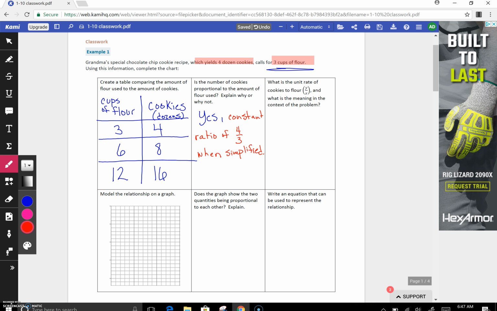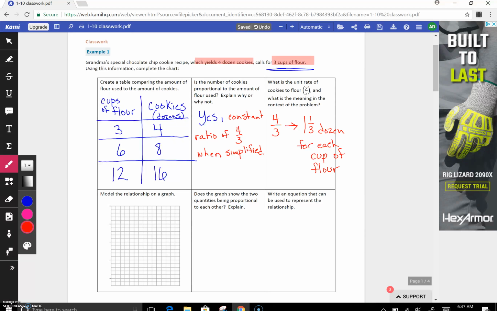Well, and then it says, what is the meaning in the context of the problem? Well, our unit rate is 4/3. But if we write that as a mixed number, 3 goes into 4 one time, and then there would be 1 remaining. So 1 1/3 is our constant of proportionality. And what that means is 1 1/3 dozen cookies for every cup of flour. For each cup of flour.